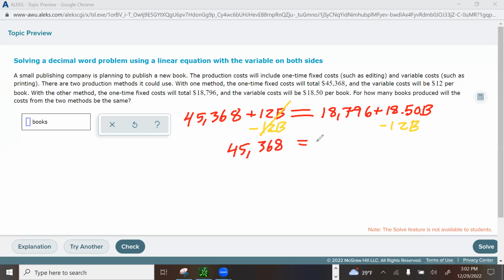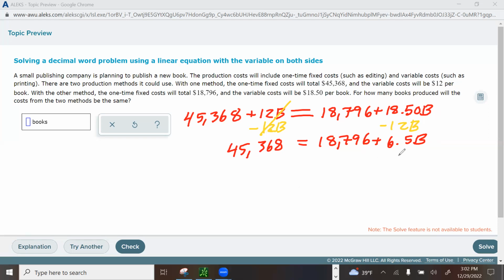45,368 on the left. And on the right, 18,796 plus, let's see, I've got 18 and a half Bs minus 12 Bs, which would be 6 and a half Bs, 6 and a half books. Now, instead of subtracting 12b from both sides, I could have subtracted 18 and a half b from both sides. And that would have been fine. I just had to pick one of them. So I picked this one.